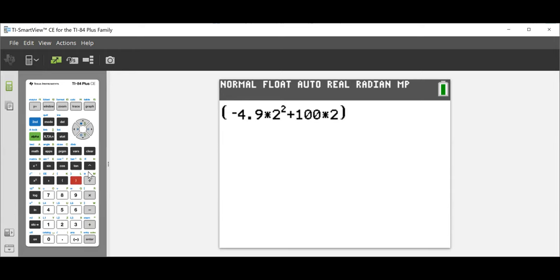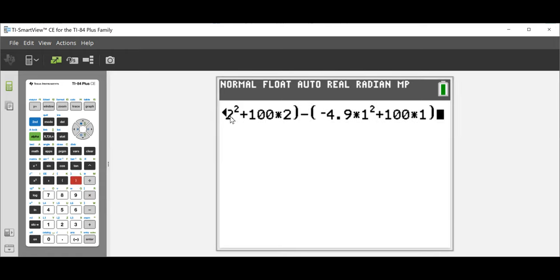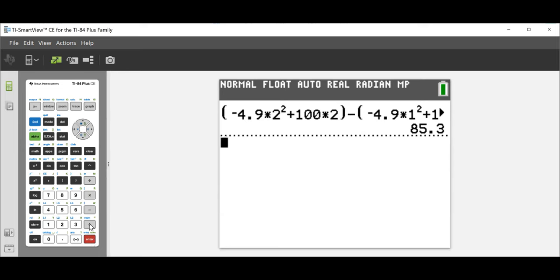So let's do this in pieces, just so I don't mess up the order of operations on the calculator. This is s of 2 minus s of 1. I mean, some of this we could just do in our head. 1 squared is 1. 100 times 1 is 100. But this is s of 2 minus s of 1, 85.3.